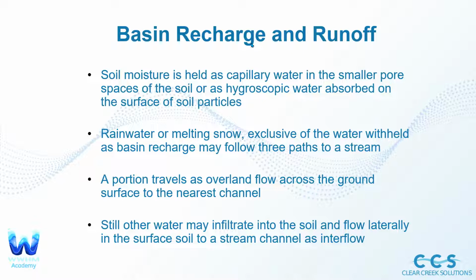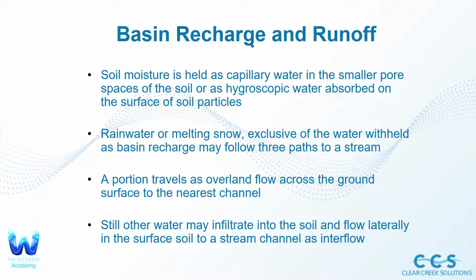And rainwater or melting snow, exclusive of the water withheld as basin recharge, may follow 3 paths to a stream. We've gone over this, but we'll review it again. A portion travels as overland flow across the ground surface to the nearest channel. Still, other water may infiltrate into the soil and flow laterally in the surface soil to a stream channel as interflow.